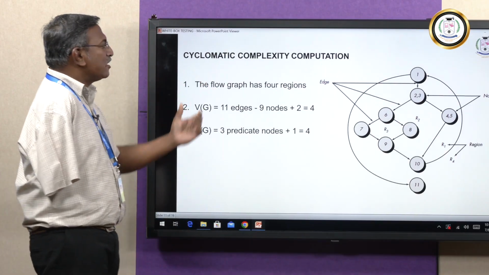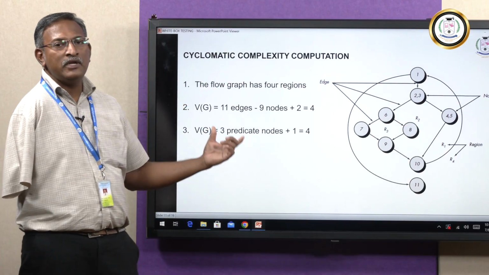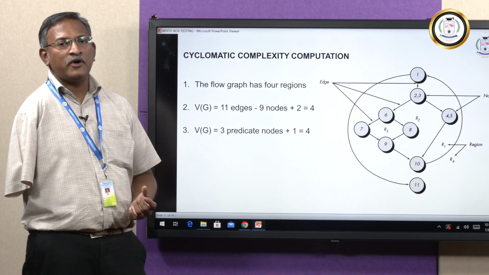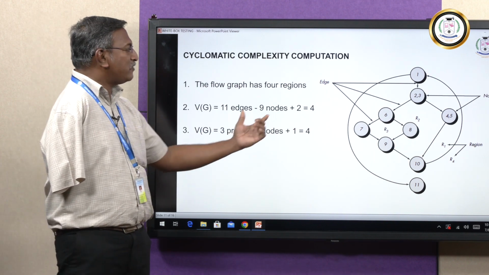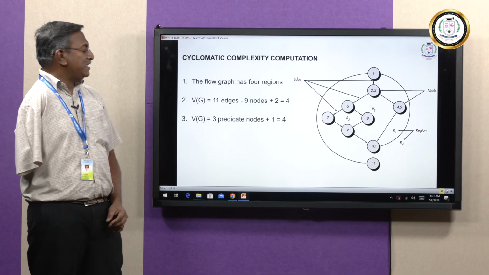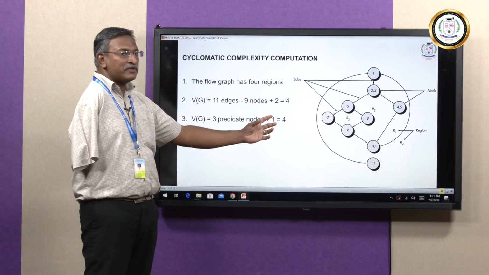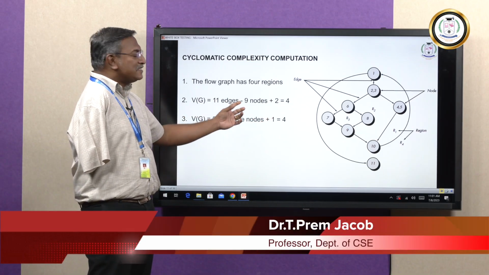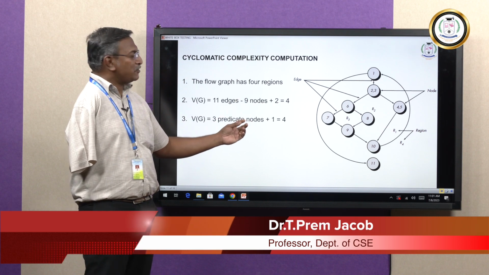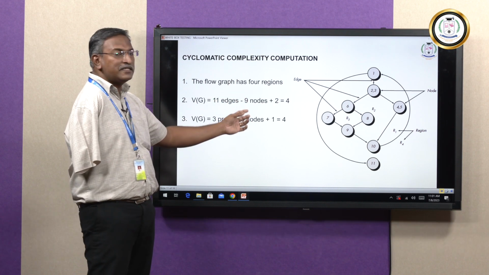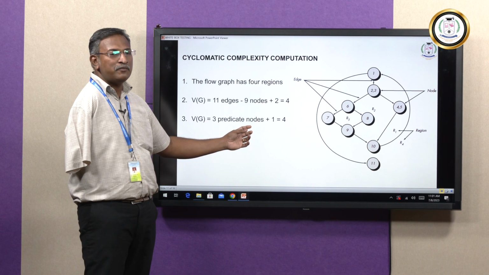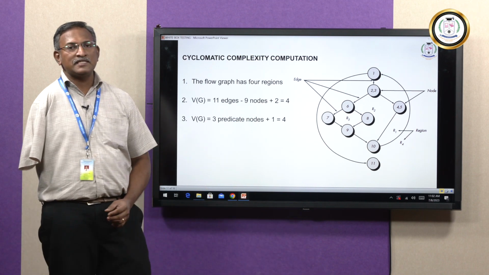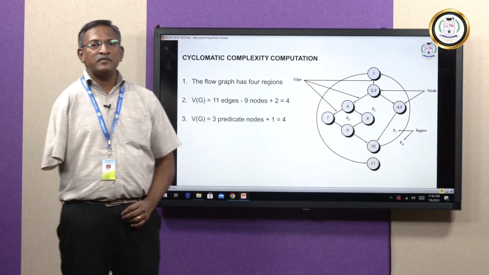By using the cyclomatic complexity, we have found how many independent paths are available for this particular flow graph. If you are designing a test case in such a way that it checks these 4 independent paths, it is equivalent to testing the entire program itself.